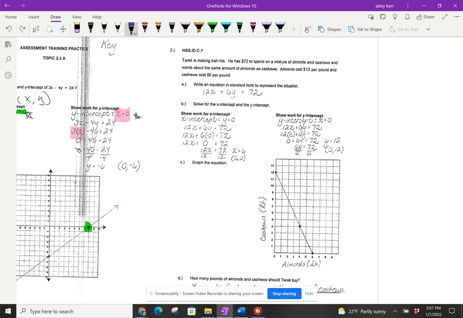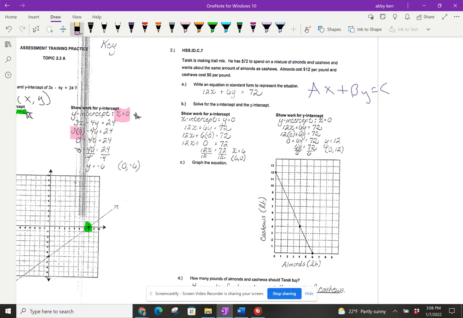When we are talking about an equation like this, it says standard form. Please recall that standard form is ax plus by equals c. So almonds is going to be your coefficient of x. 6 will be your coefficient for y. And then your total is 72. That's why it's equal to 72.